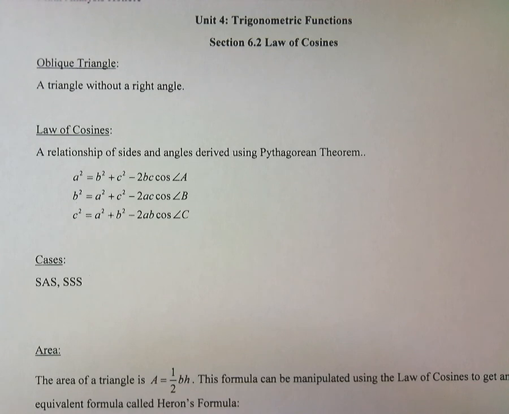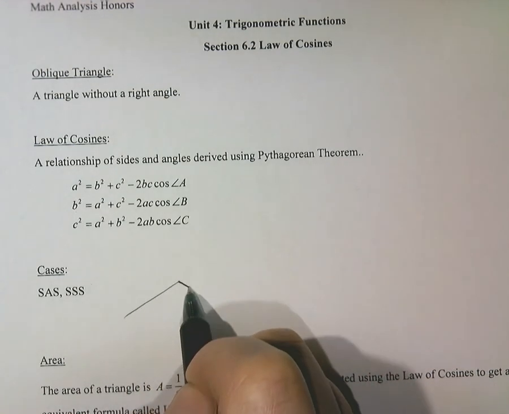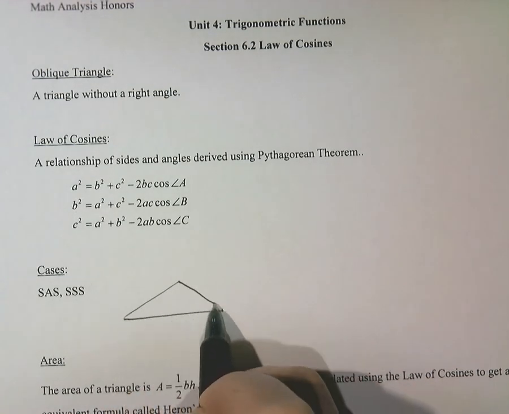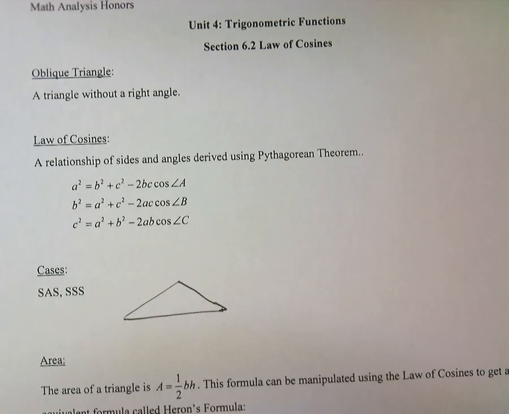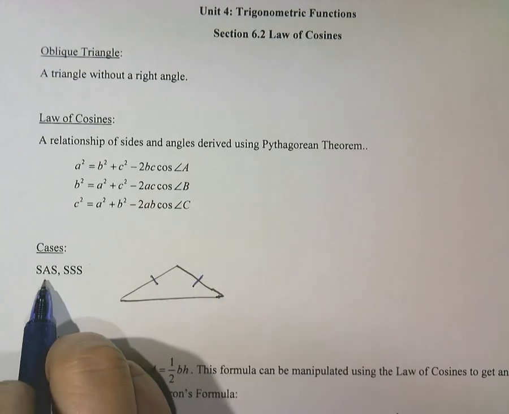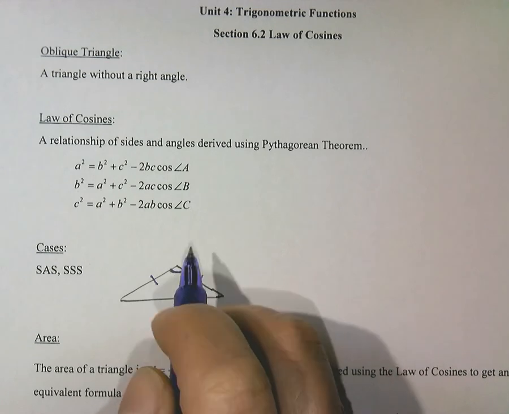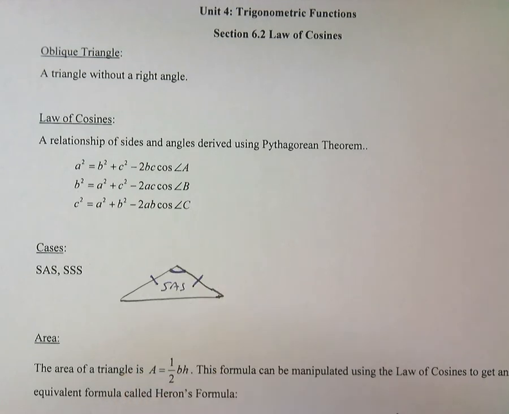There are 2 cases in the law of cosines. So if I have a triangle, it doesn't matter what the triangle looks like, it doesn't matter what I label as sides. But the first case is side, angle, side. So you're given 2 sides. Say I'm given this side and this side. The angle has to be between the 2 sides. So it has to be this angle here. This is side, angle, side.